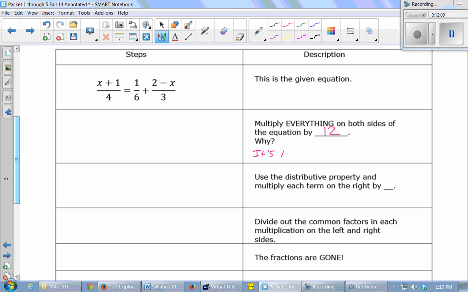Why? It's the common denominator. Okay, this is a magical step. Multiply everything on both sides of this equation by 12. And you can write 12 over 1 if that helps you with multiplying fractions. So every term on both sides gets multiplied by 12 over 1. So what happens when you multiply x plus 1 over 4 by 12 over 1?